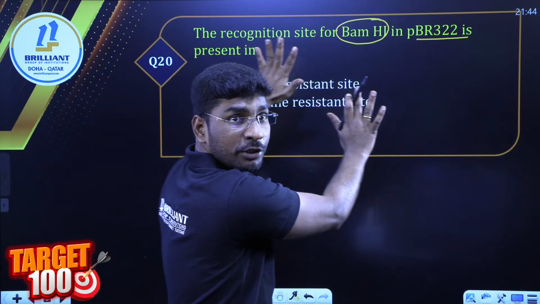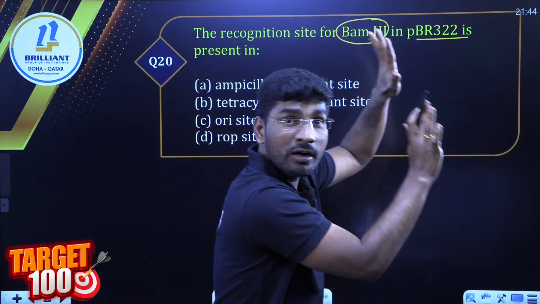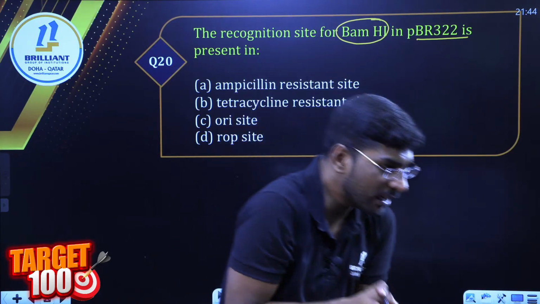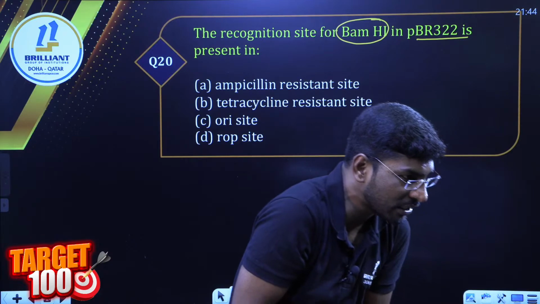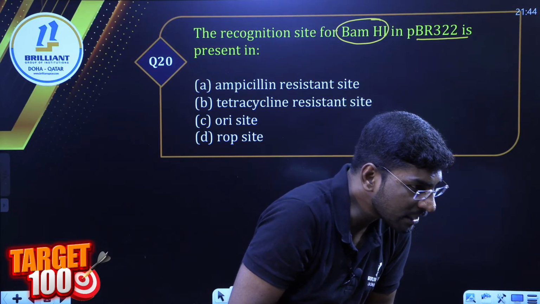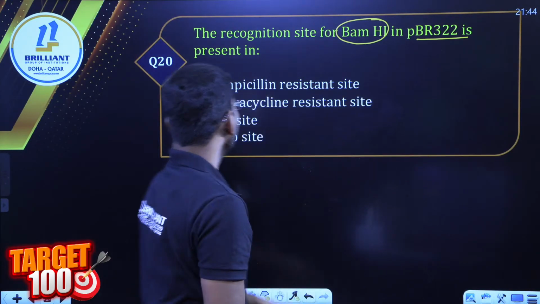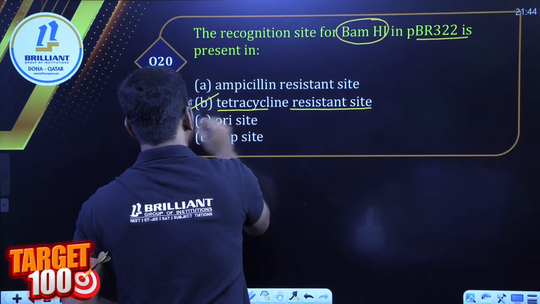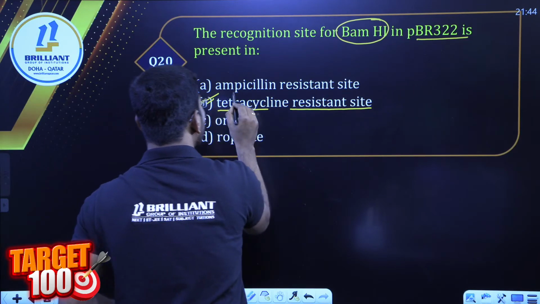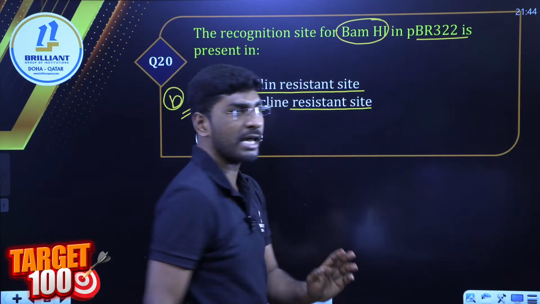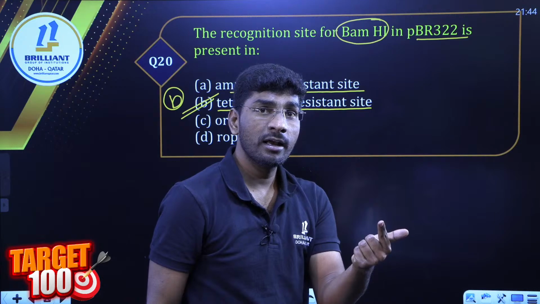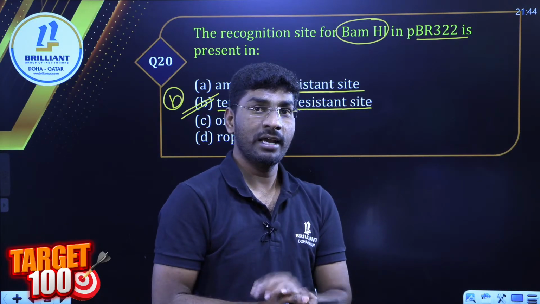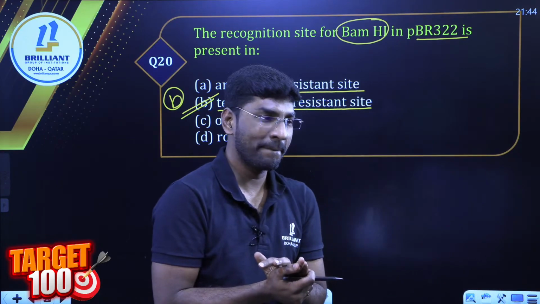I am not reading the options. Directly I am coming to the comments. I have confidence in my students, so I am going to read the comments. Good, Angeline. Good, Hiba. Nice, very good. So this is tetracycline resistant. Can any one of you tell me, in the ampicillin resistance site, how many restriction endonuclease sites are there, and what are they?